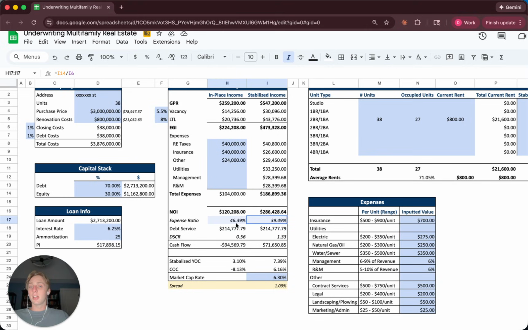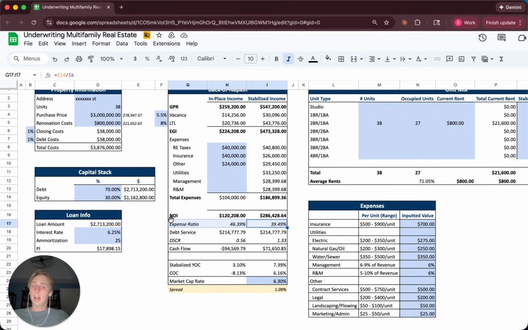So really quick, a note on expense ratios. Usually I want to be anywhere from a 35 to 45% expense ratio. Again, I like to minimize my risk here. I want to underwrite for heavier expenses, just because, again, I want to underwrite for downside. Am I happy with that? If I am, I'll proceed.